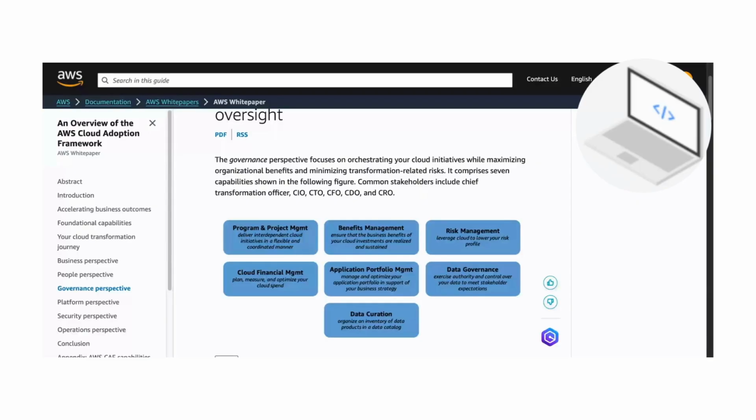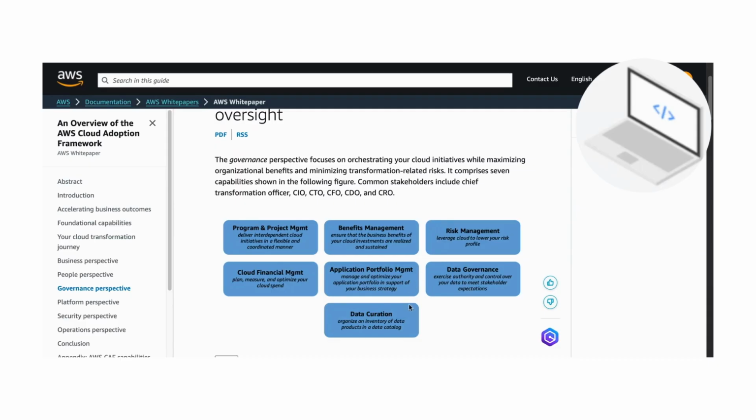And this capability is about exercising authority and control over your data to meet stakeholder expectations. Good data governance ensures your business processes and analytics are built on accurate and relevant data. For example, you might adopt a federated approach to governance, setting clear standards for data quality and continuously monitoring compliance. This ensures that data remains a reliable asset of your organization.